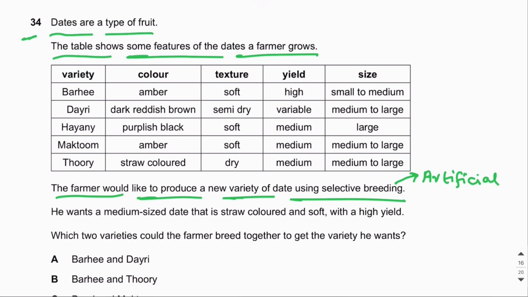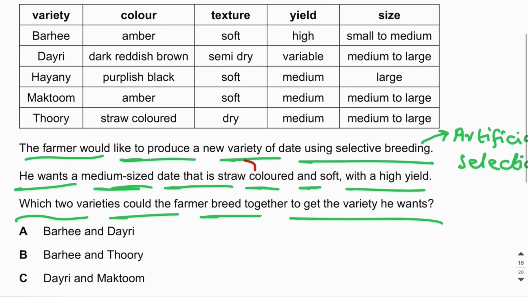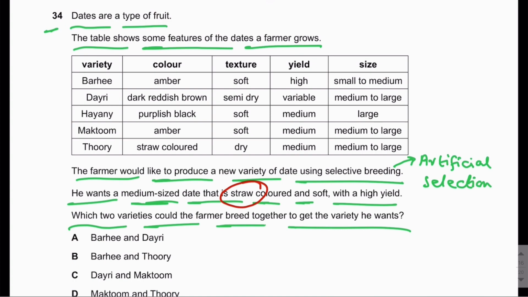Artificial selection, right? He wants a medium-sized date that is straw-colored and soft with a high yield. Which two varieties could the farmer breed together to get the variety he wants? So guys, you need to know that the date should be straw-colored. So the farmer needs to breed any of the two varieties, and the variety he wants needs to be straw-colored. So for that, he must choose Thuri variety.